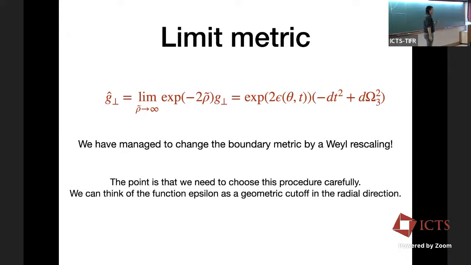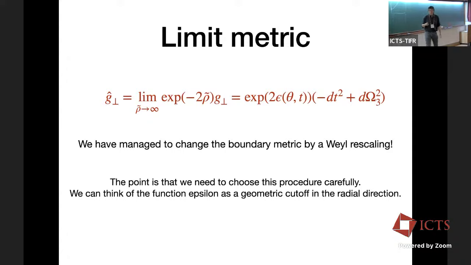Okay, so now you remember, I know that was what you were telling us yesterday. This is a Weyl rescaling. By doing this change of coordinates, I was able to obtain a new boundary metric, which is the same boundary metric rescaled by a non-trivial conformal factor. So we have managed to change a boundary metric by Weyl rescaling. And then the point is that when you take the limit, you cannot be blasé. You have to be careful about how you do it, because if you make different choices, you get different answers.